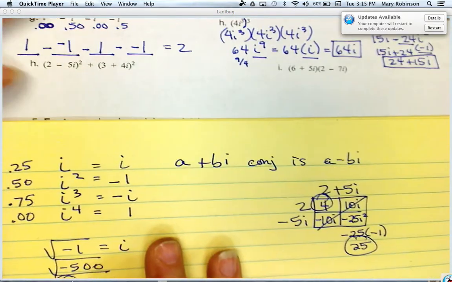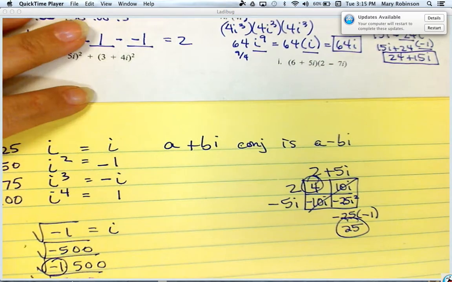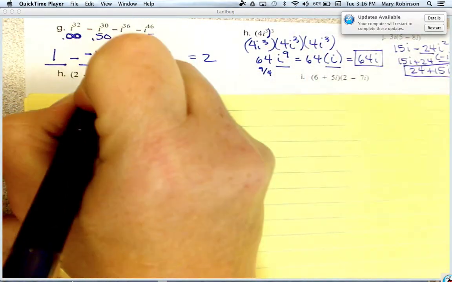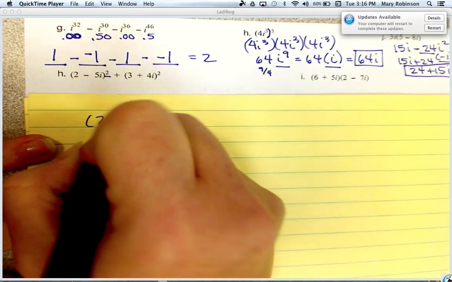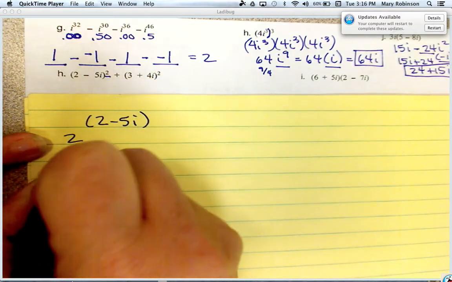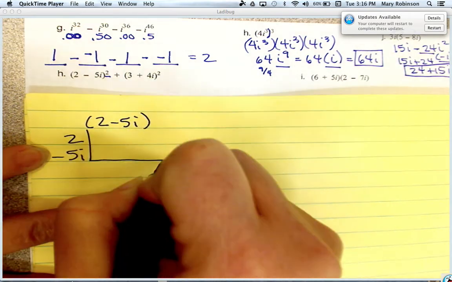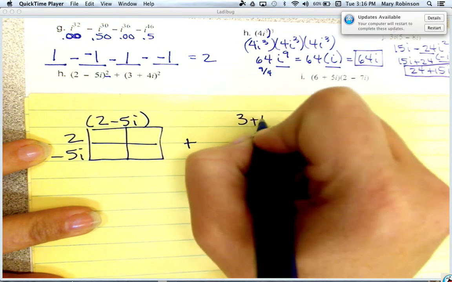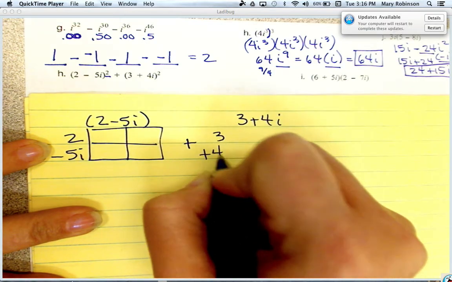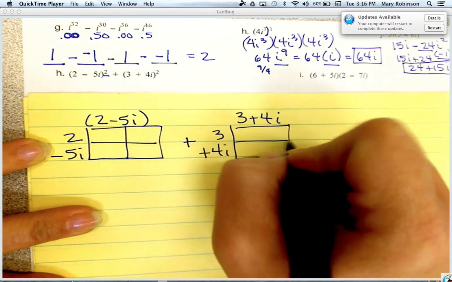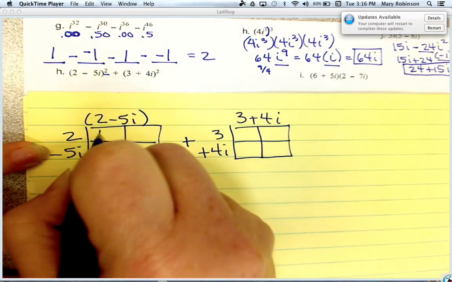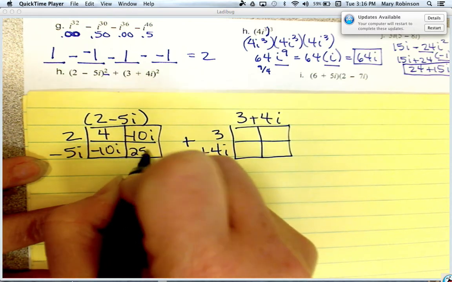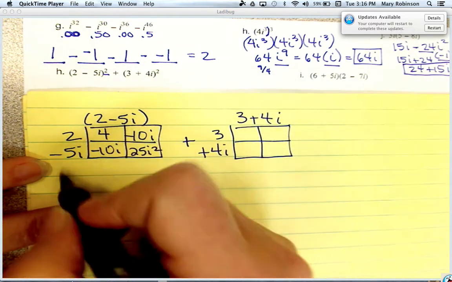Now h is going to require a little bit more room, so I'm going to do this on my paper here. So remember, exponents mean repeated multiplication. So I'm going to do 2 minus 5i and just do these in a box because I can. And fill them in. So this time they don't cancel out.